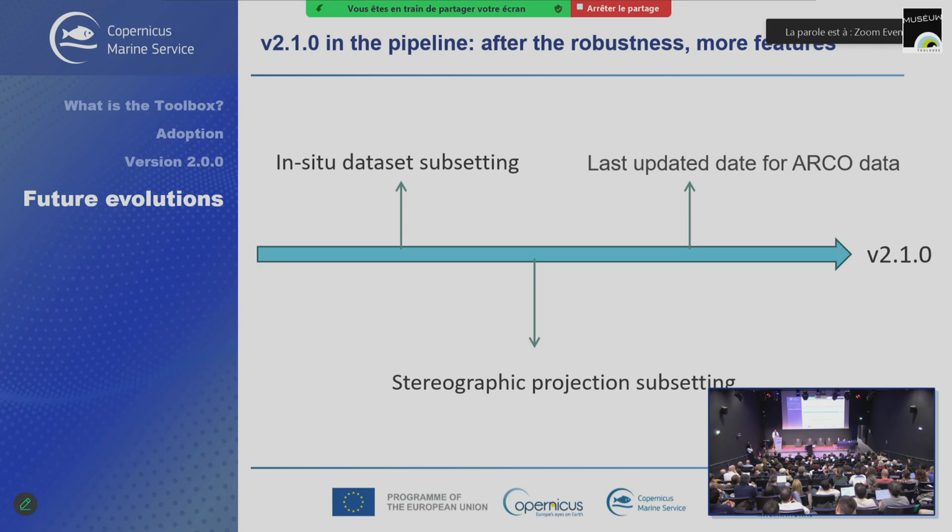So all the in situ datasets that are right now in ARCO versions that can be subsetted through MyOcean, but not the toolbox yet. We want to add the stereographic projection subsetting, since some datasets are being arcoified with the original grid. We want to support this.